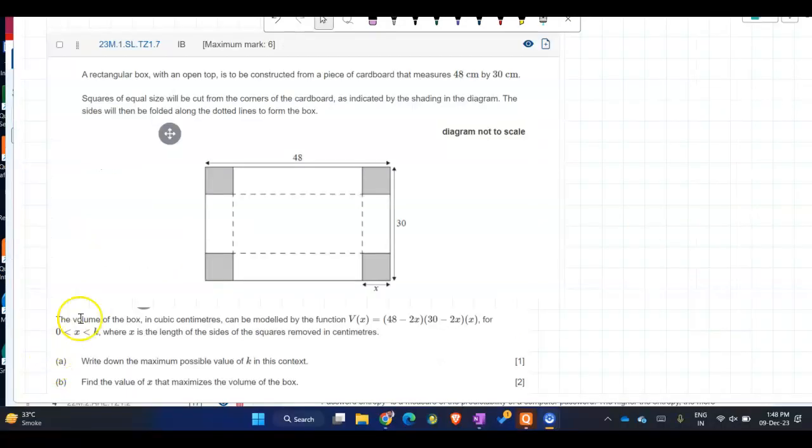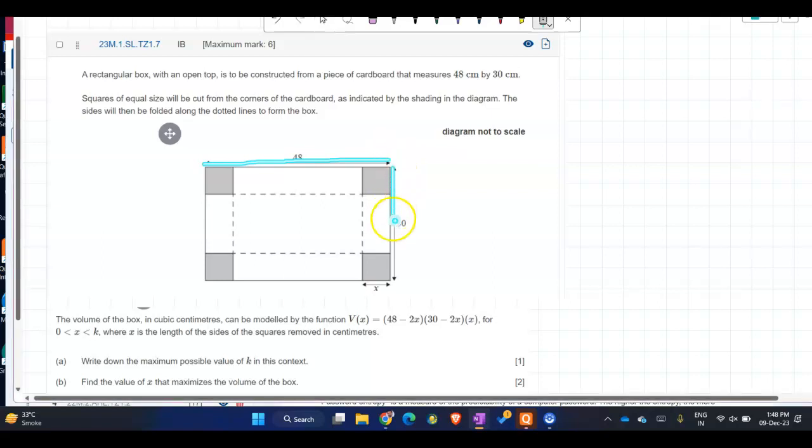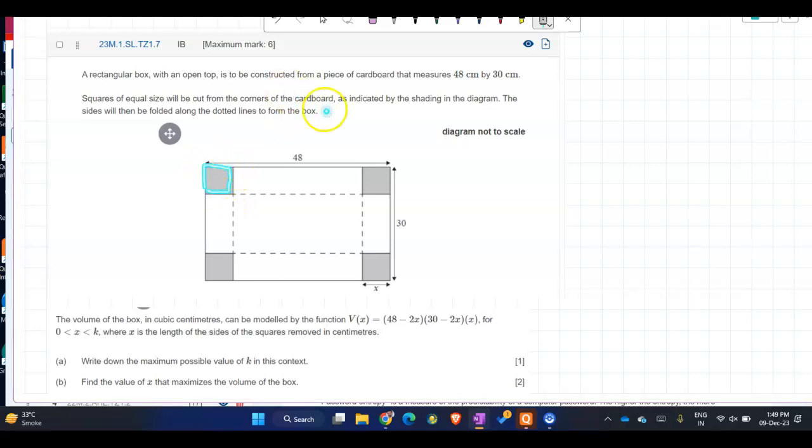A rectangular box with an open top is to be constructed from a piece of cardboard that measures 48 centimeters by 30 centimeters. So this side is 48 and this is 30. Squares of equal sizes are cut from the corners of the cardboard. So all four squares have been cut from the cardboard, and you fold it along the dotted line.